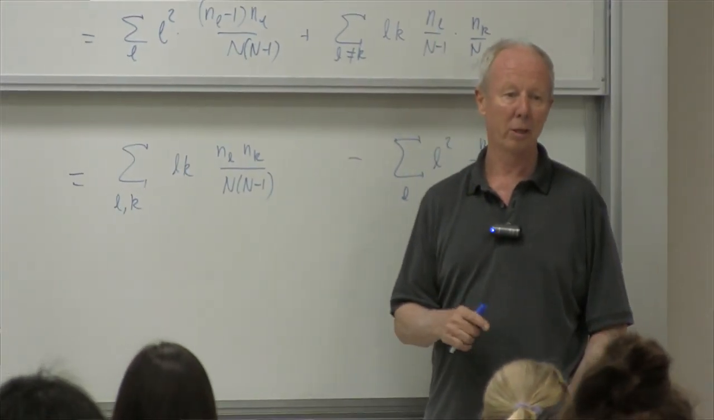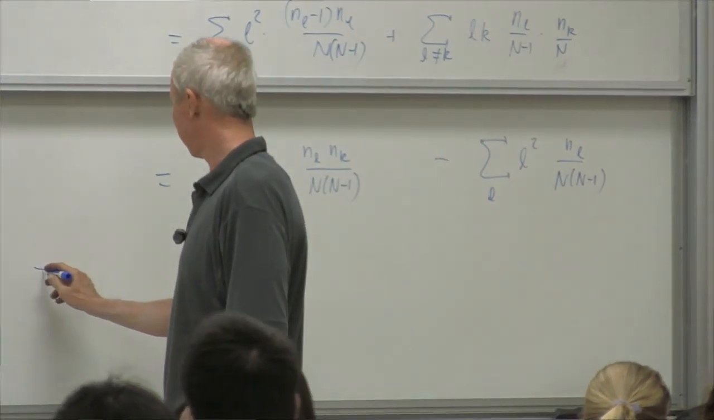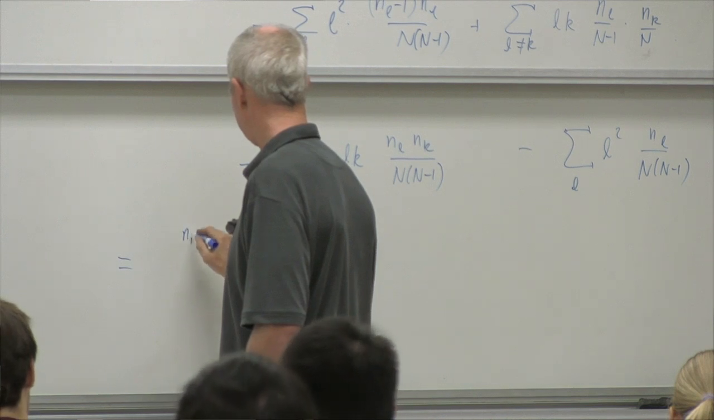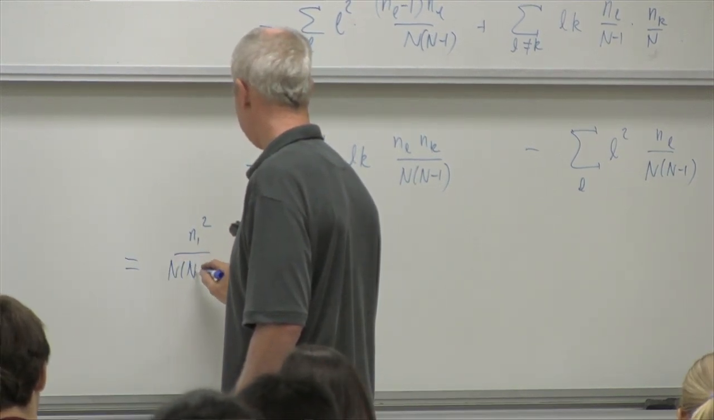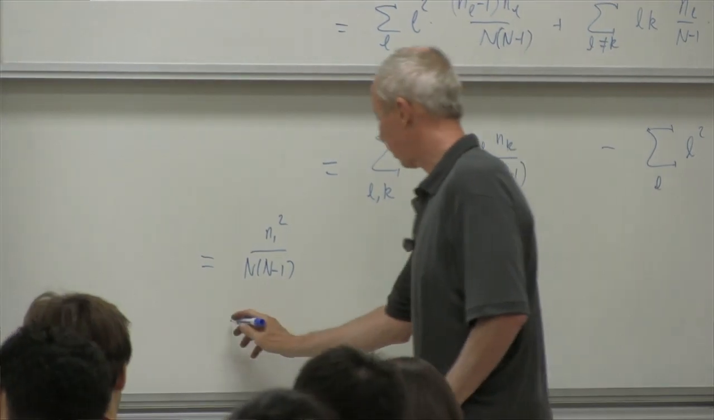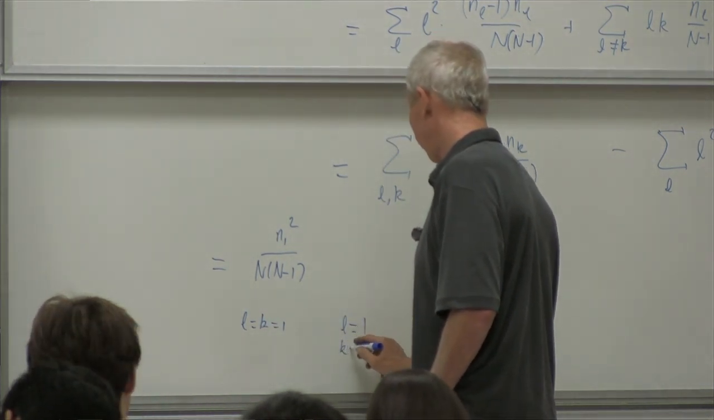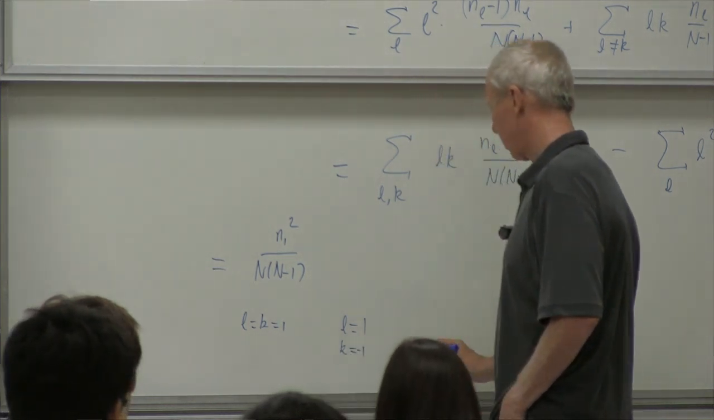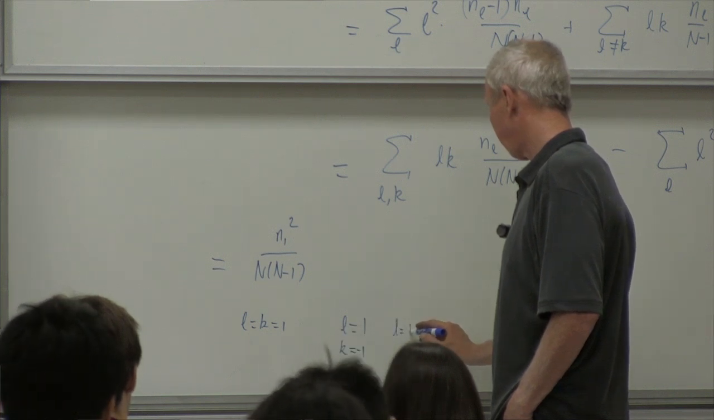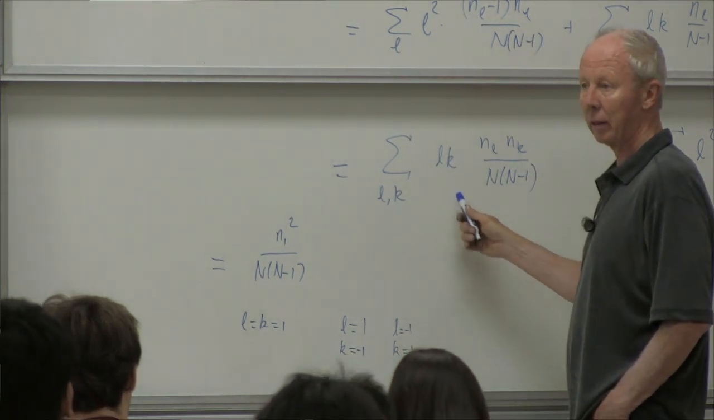All right. Now how many terms are in this sum? L and K go over minus 1, 0, 1. So when they're both 1, we get n1 squared over capital N times N minus 1. Let's consider L equal 1, K equal minus 1. And at the same time, let's consider L equal minus 1, K equal 1. Both times this would be minus 1.